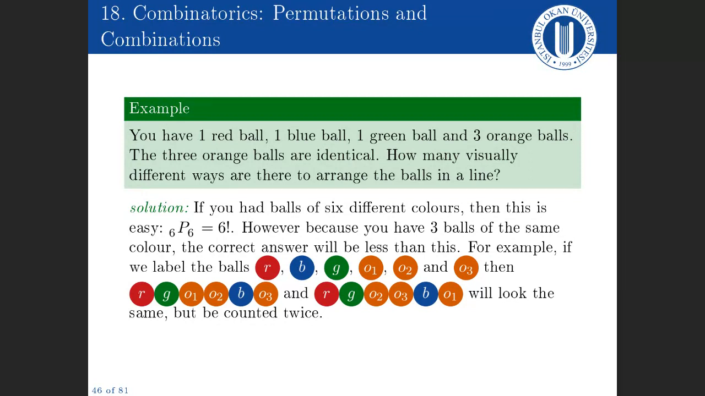For example, if we label our balls R, B, G, O1, O2, and O3, then these 2 are going to look the same. R, G, O1, O2, B, O3, and R, G, O2, O3, B, O1, are going to look exactly the same because all of the orange balls look exactly the same. But if we did 6P6, then we're going to be counting these twice.